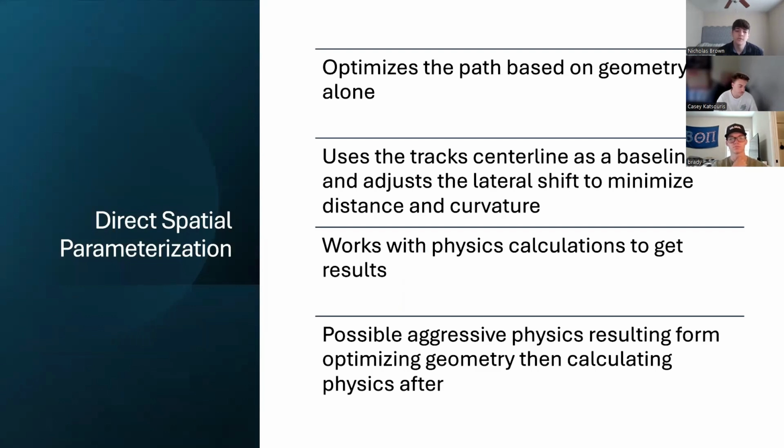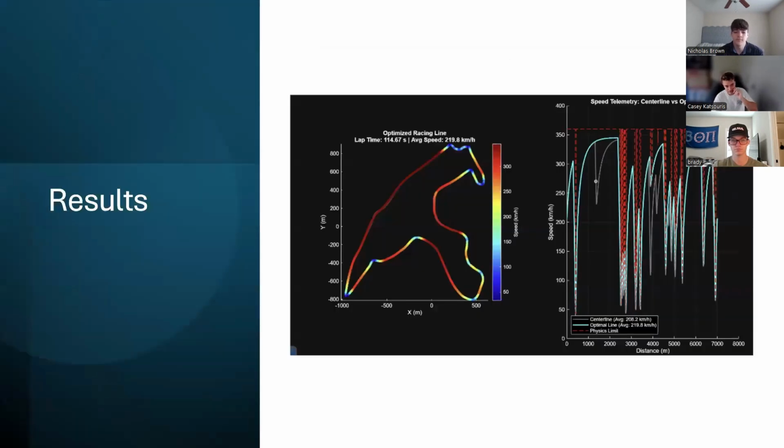So we decided to look into direct spatial parameterization because in particular with our track, it would help a lot in minimizing that lap time as it optimizes the path based on the geometry alone, using the track center line as a baseline and then adjusting the lateral shift to minimize distance and curvature. Now afterwards, we calculate the physics and implement that into the geometry that we calculated, resulting in a better lap time, but possibly more aggressive physics with very hard braking and acceleration having to be done to reach the geometry.